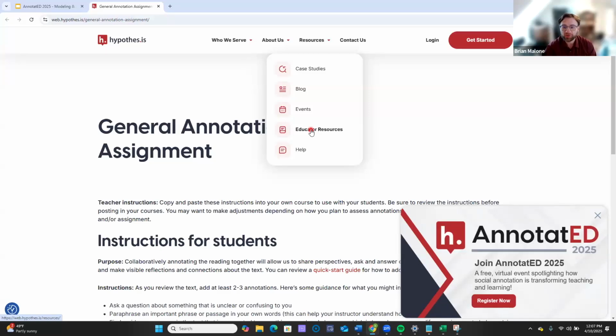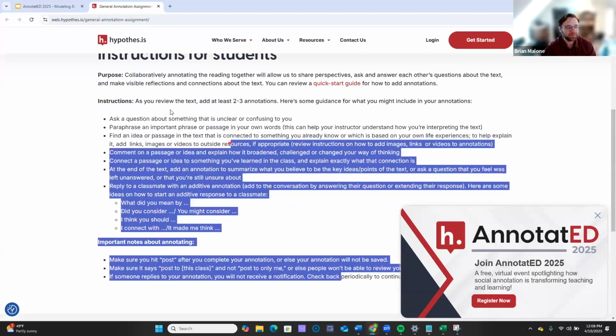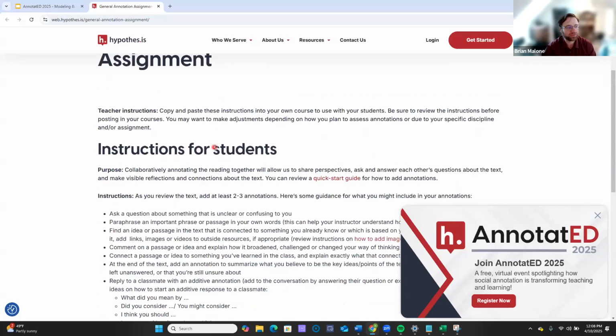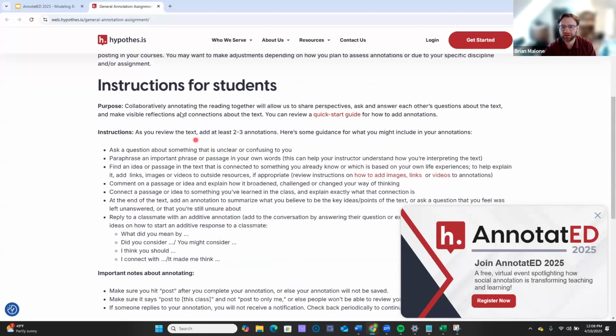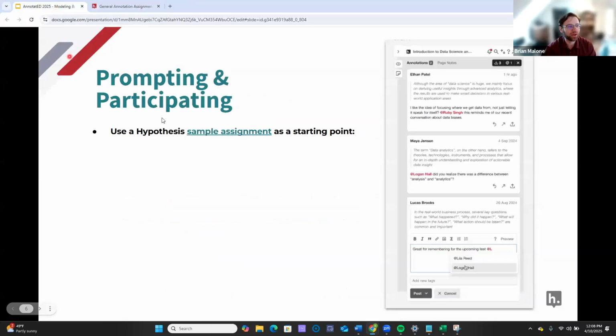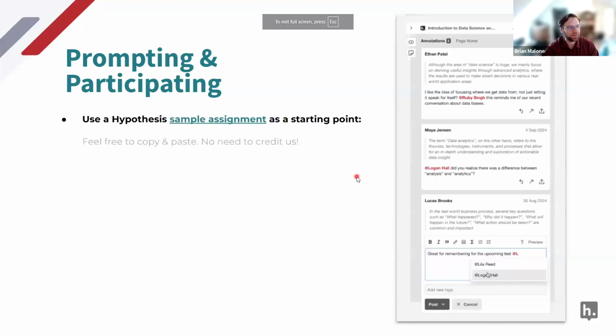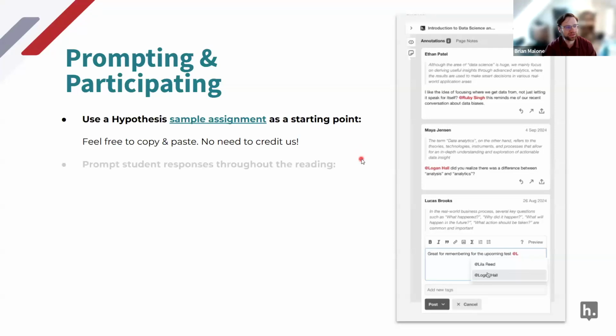Some of these are ones that we wrote. Some of these have been sent to us by faculty users over time. And for these sample activities that we wrote, like this is our general annotation assignment, we invite you to just copy and paste this and modify it to your context. No need to credit us or anything. We want to make it as easy as possible for you to get up and running with a Hypothesis assignment. So let me go back here. Slideshow mode. So that's one place to start. You can peruse our sample assignments and see if any of those are ones you would like to use to get yourself started.